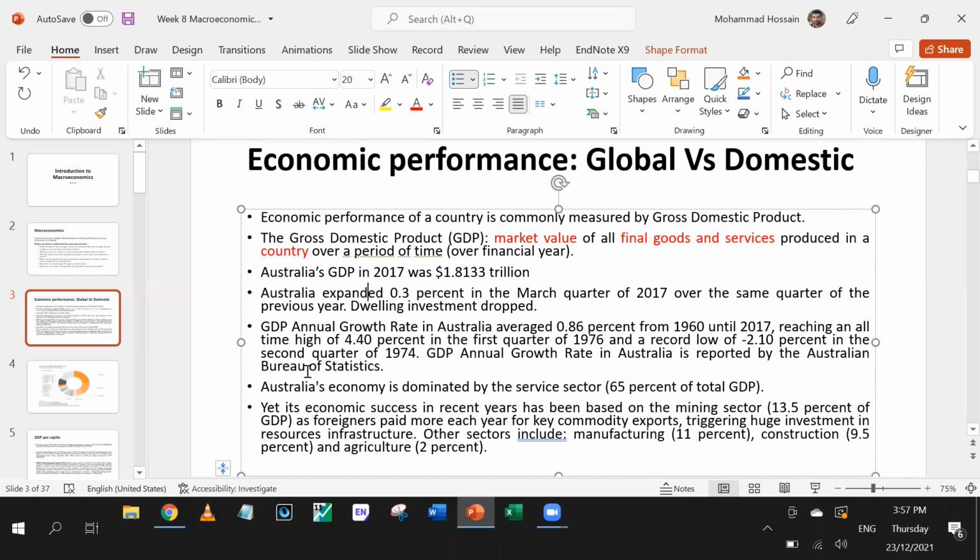Reaching an all-time high of 4.4% in the first quarter of 1976 and a record low of -2.1% in 1974. You see that in these 57 years, the highest was 4.4%, the maximum. And the lowest was -2.1. Who reports the GDP? The Australian Bureau of Statistics reports this GDP.